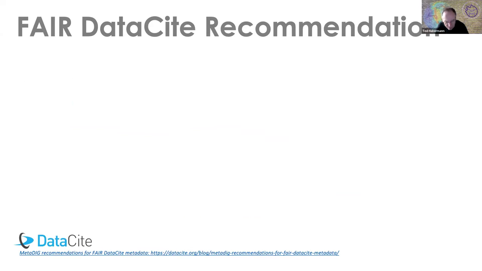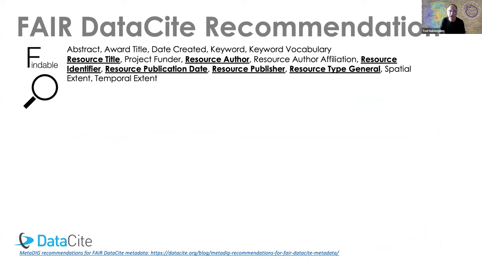A number of years ago, working with an NSF project called Metadig and Matt Jones and various other people, we created a FAIR recommendation for DataCite. That recommendation is done in terms of names of documentation concepts. They all map to the DataCite schema, but they can also be used with other schemas like Ecological Metadata Language, or whatever metadata schema you're talking about. So the mapping between these concepts and DataCite is there.